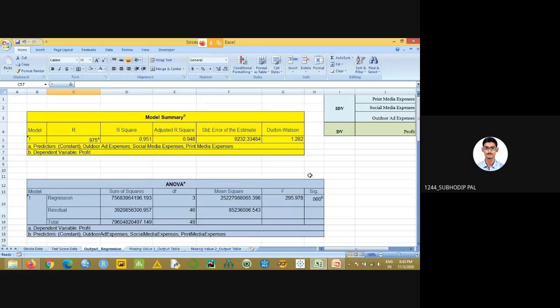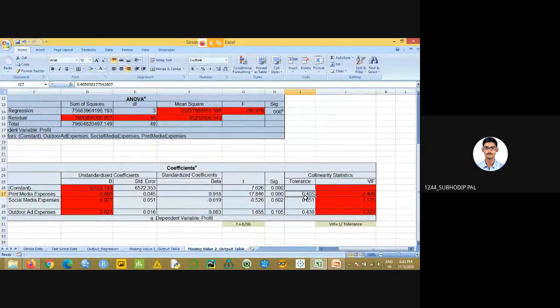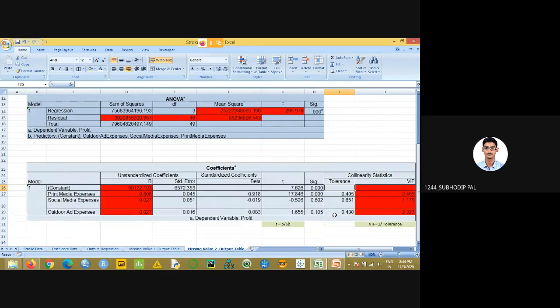Okay, so in this part they are saying a tolerance closer to zero indicates high multicollinearity. Why is the tolerance value zero here, or why is there no tolerance value? This is not a variable, right? It's a constant term. For the variable print media expense, the tolerance value is nearly equal to zero, which means there is high multicollinearity present.